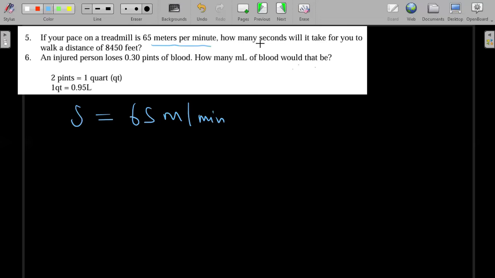And then they are saying, how many seconds will it take for you to walk a distance of 8,450 feet? So for you to find how many seconds, because this one here is the distance, we can say the distance has been given as 8,450 feet. And the speed has been given in terms of meters and minutes. So for you to find how many seconds, what are you going to do?